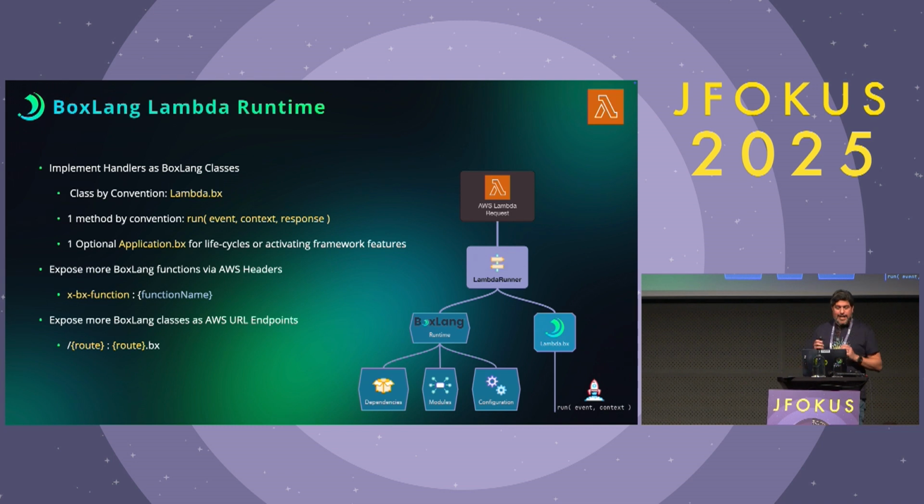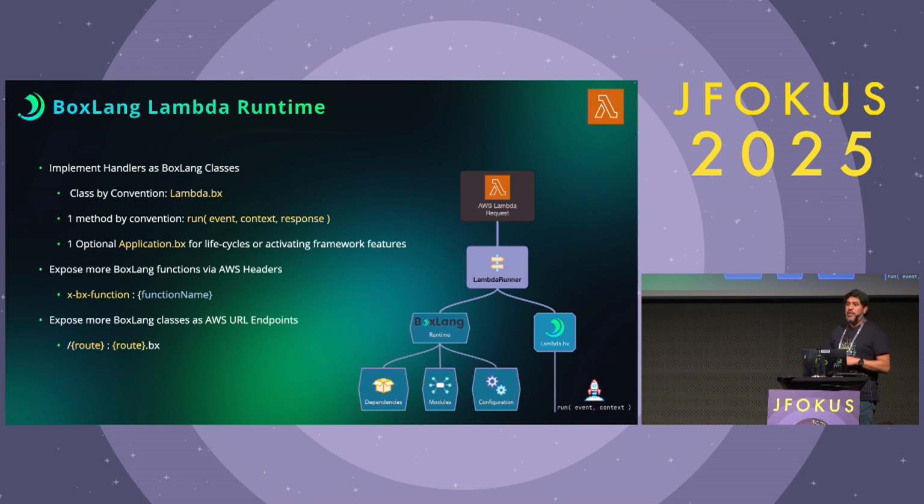So how does this look? Well, you, the developer, implement this class. By convention, it's called lambda.bx. If you use the template, it's already there with one method called run. You get 3 arguments. We'll go discover what those arguments are. And you can have that optional application.bx that we were talking about, so you can make it adhere to more framework features.